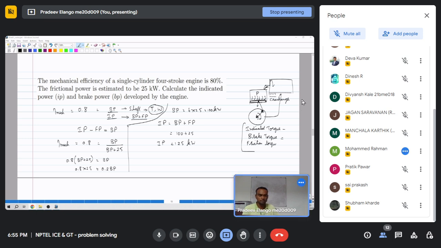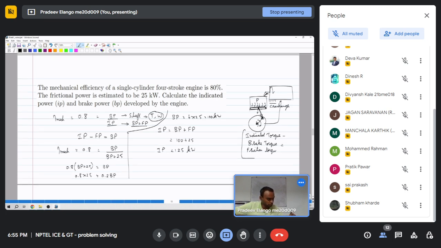Can you tell once again the indicator torque? Indicator torque. Yes. Here there is some gas pressure exerted on the piston, and this gas pressure will exert a force on the piston, and this force, based on the slider crank mechanism, can transfer a torque on the shaft, right?